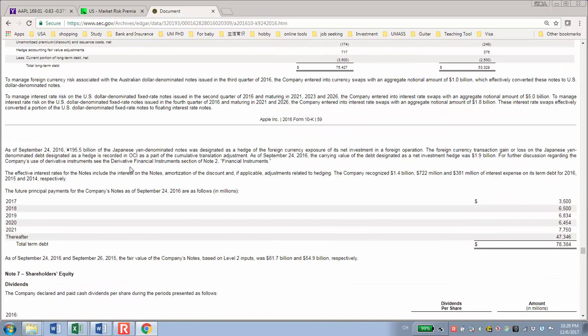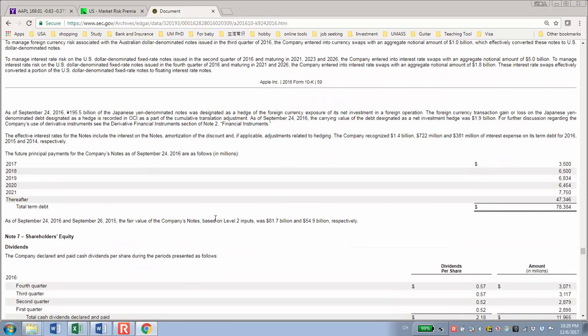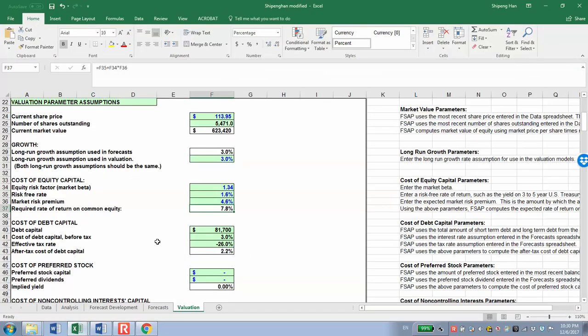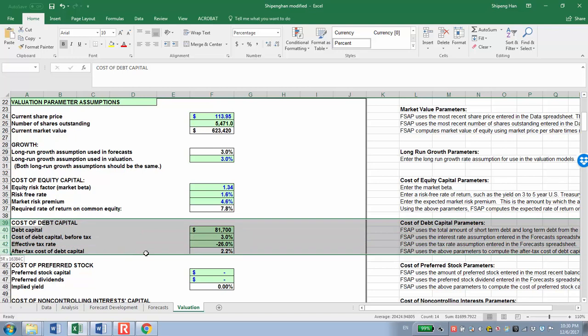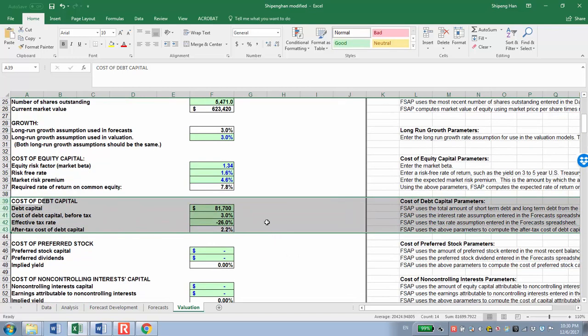Apple also disclosed the fair value of the debt. The fair value of the company's debt based on level 2 inputs is $81.7 billion. So we should use the fair value of the debt, the cost of debt, and the effective tax rate. Let's go back to the spreadsheet. In this part we are going to calculate the cost of debt.